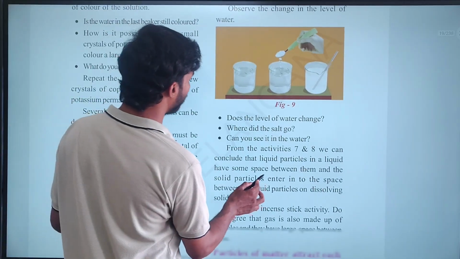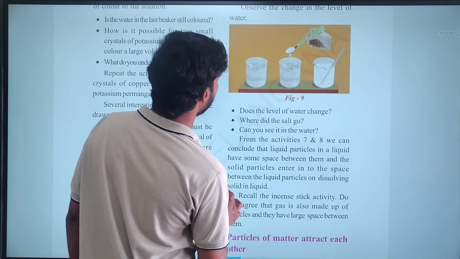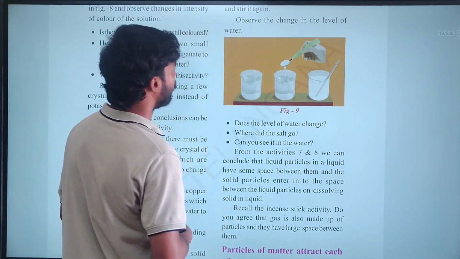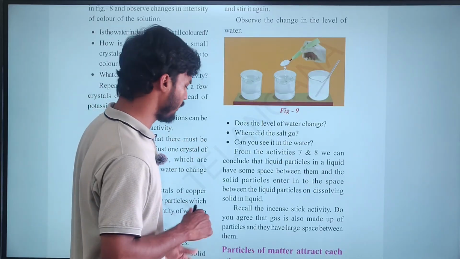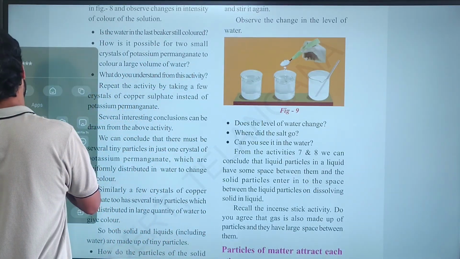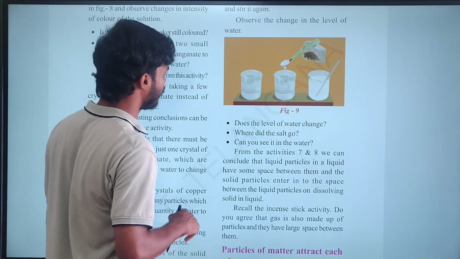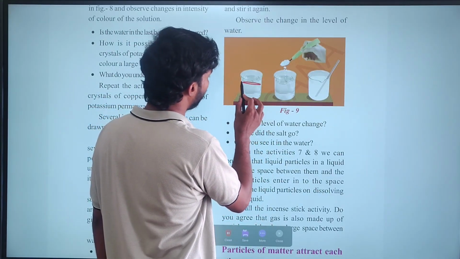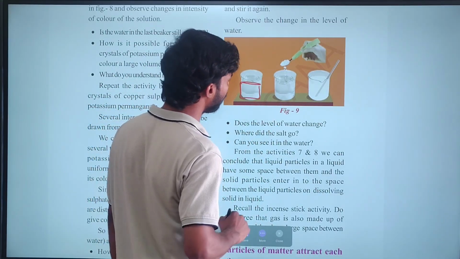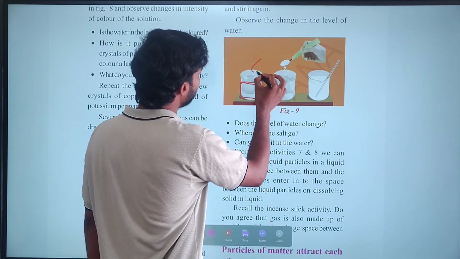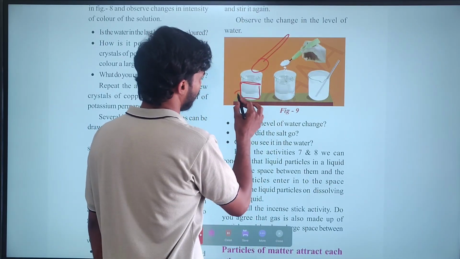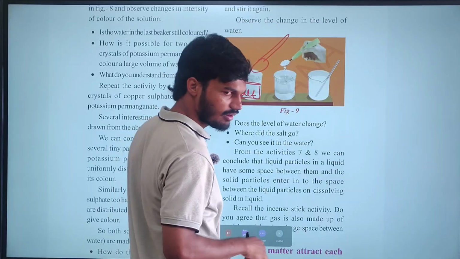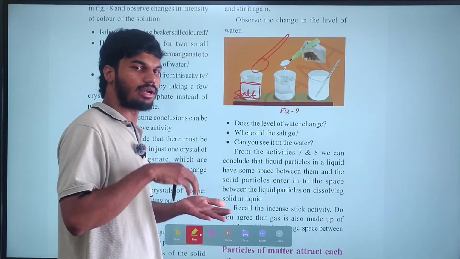Next is compressibility in water. Okay, take the beaker. In the beaker, pour some amount of water as shown in the figure. Fill the beaker with the water as shown in the figure. After that, add 1 tablespoon of salt and try to dissolve it.